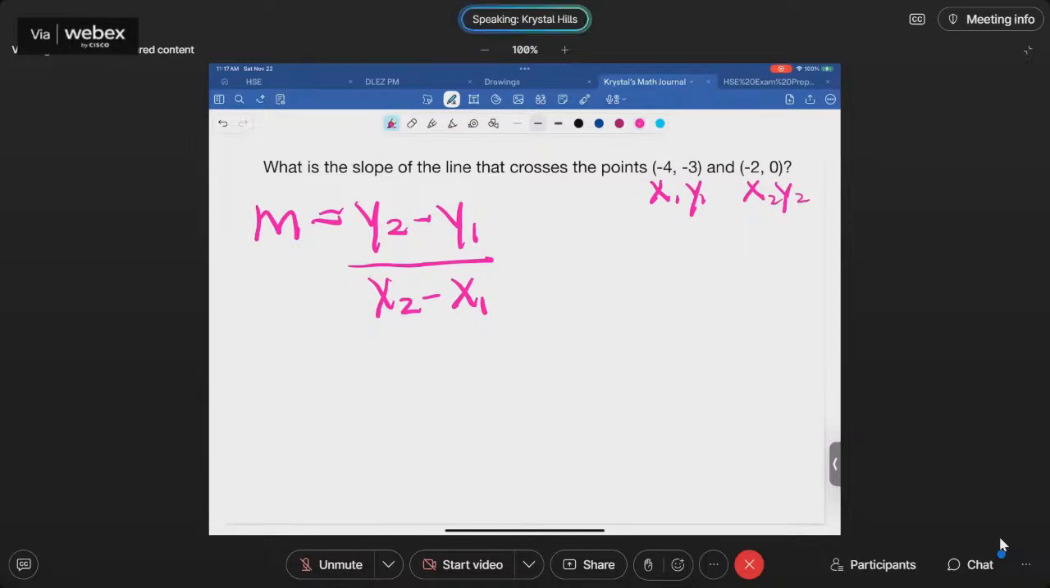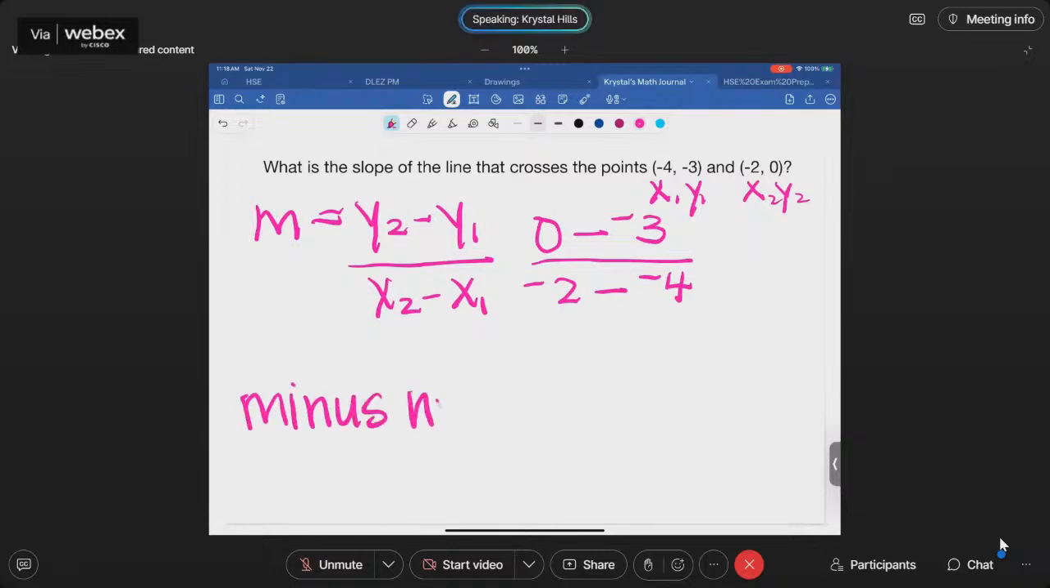And when I look at my formula, I have y2 minus y1 divided by x2 minus x1. My y2 is 0 minus my y1 is -3. My x2 is -2 minus my x1 is -4. One thing I want to show you is another definition to give you. Anytime you say minus negative, that means to add. That means to turn into a positive.